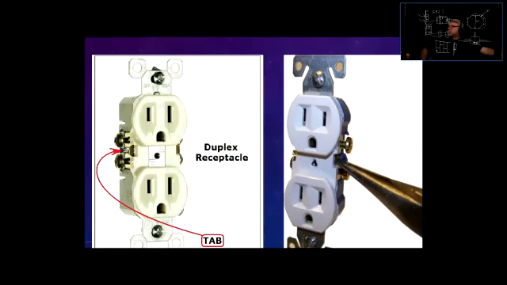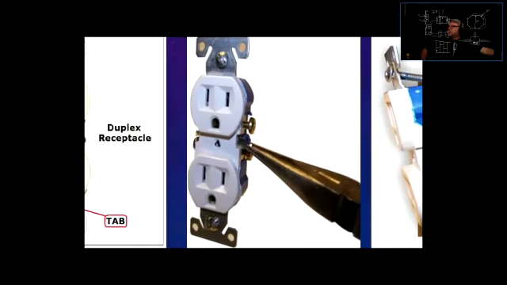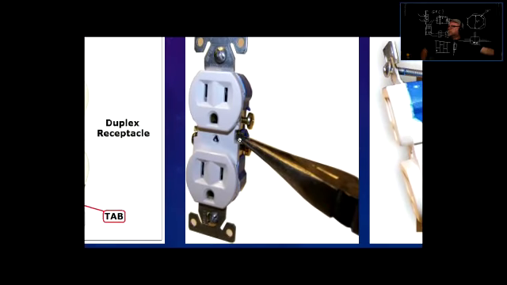So out of the box, when you buy the receptacles, you will see those tabs intact. But you can remove that tab. You can just grab it with needle nose pliers, twist it off, and you have that connection interrupted. So this screw terminal only is going to be accommodating this prong, and that screw only is going to be accommodating this prong.